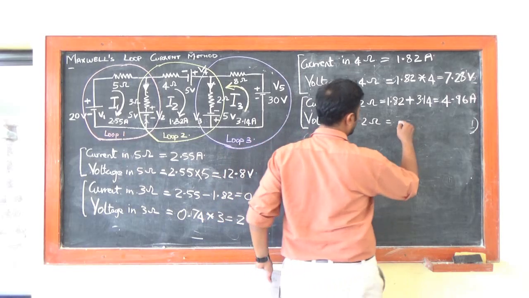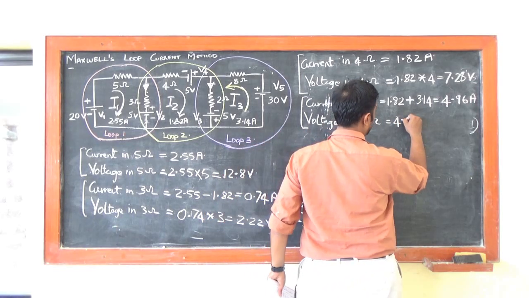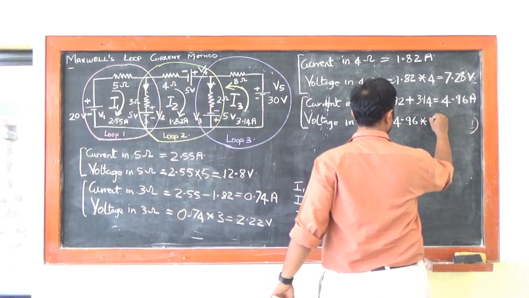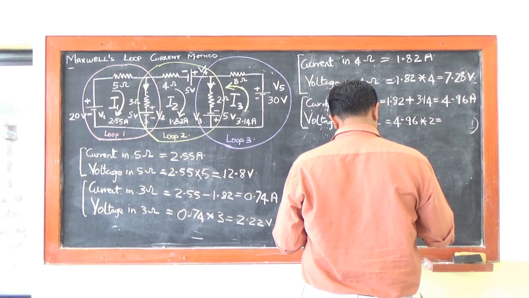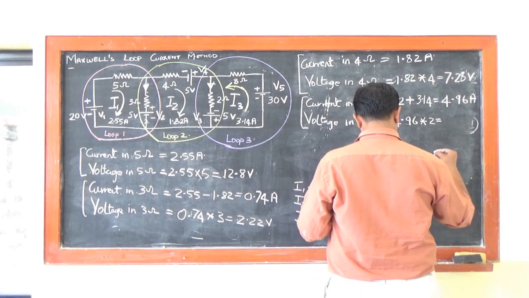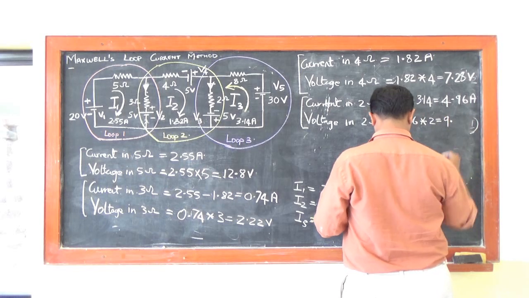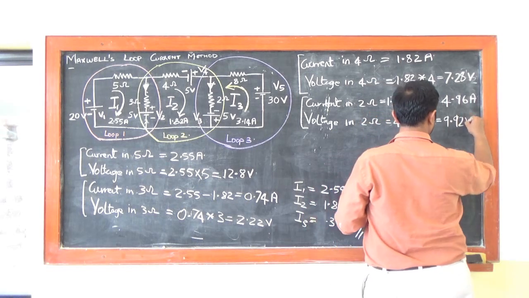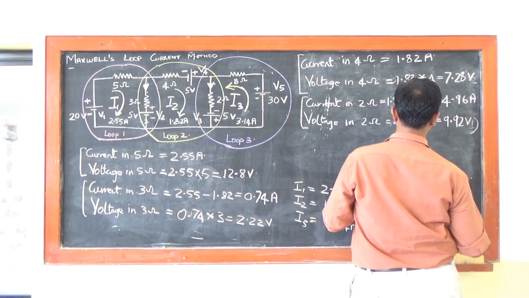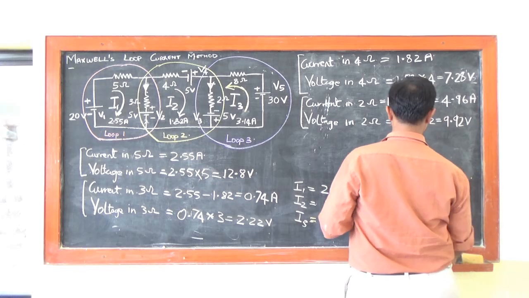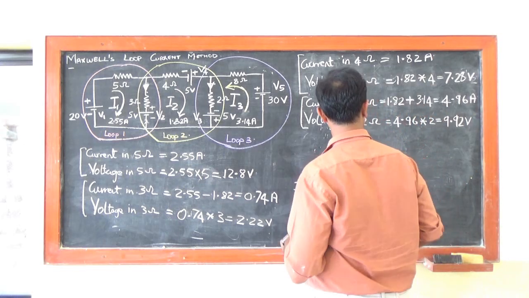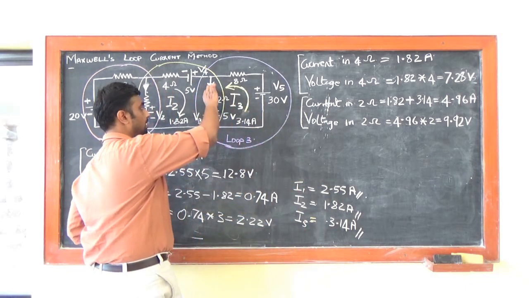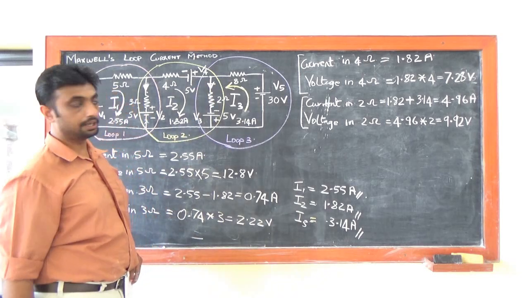So it will be 4.96 into 2, which will give me a value of 9.92 volts. So 4.96 into 2 will give me 9.92 volts. The voltage across this resistor will be 9.92 volts.